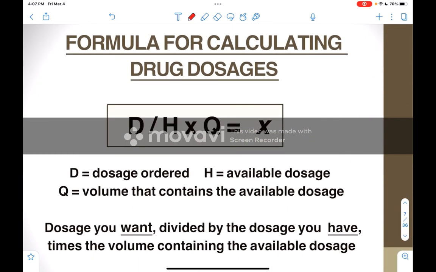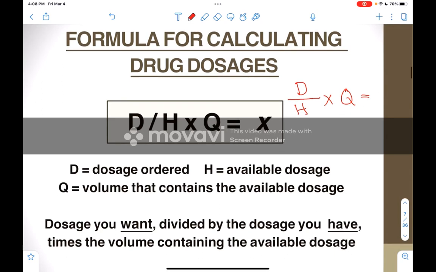All right, so our basic formula for calculating drug dosages. This is one that you're going to want to memorize. Okay, so it's dose over on hand times the quantity. So I usually set it up like this. D over H times Q. And then we'll have our answer.